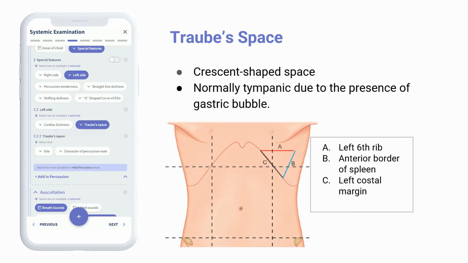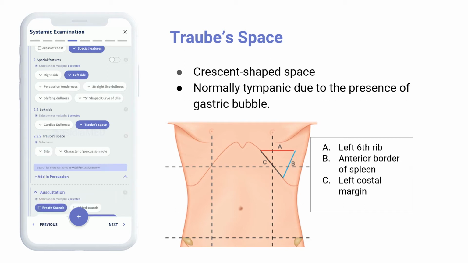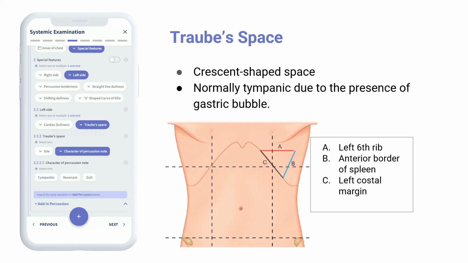Traub space is a crescent-shaped space, encompassed by the lower edge of the left lung, the anterior border of the spleen, the left costal margin, and the inferior margin of the left lobe of the liver. Thus, its surface markings are superiorly left 6th rib, inferiorly left costal margin, laterally anterior axillary line. Usually, Traub space is tympanitic due to the presence of the gastric bubble.